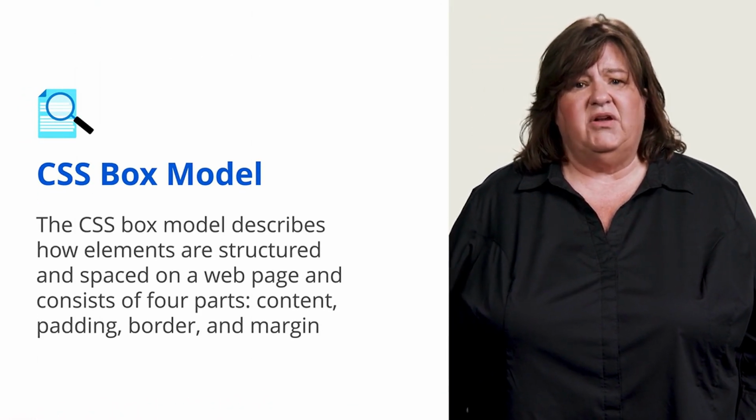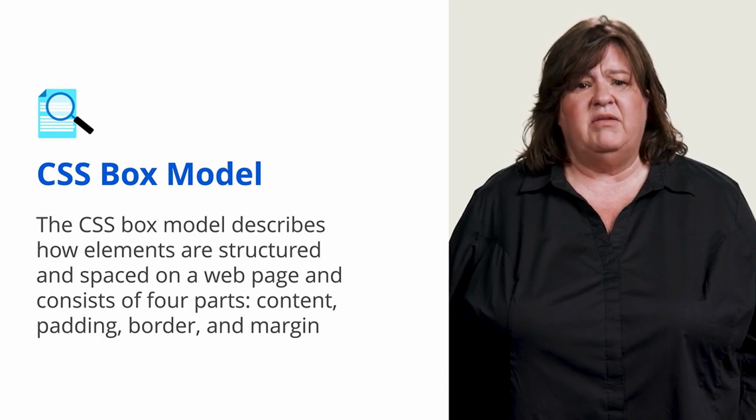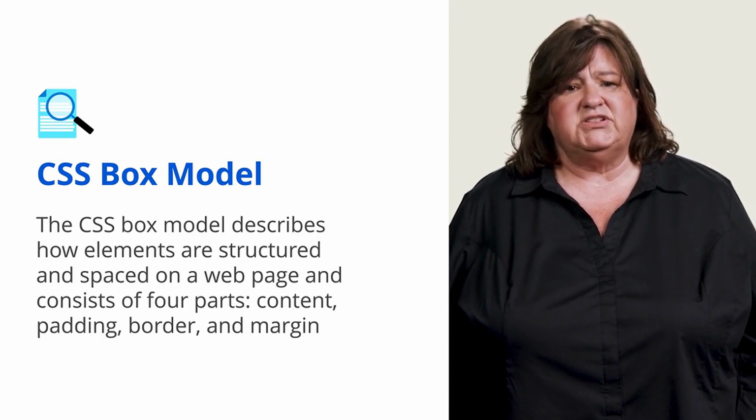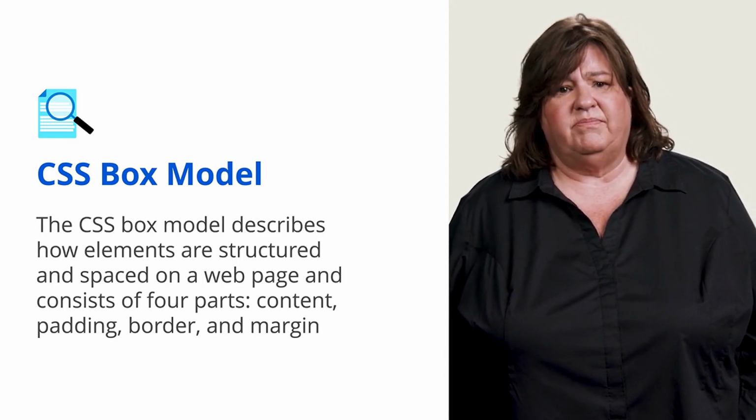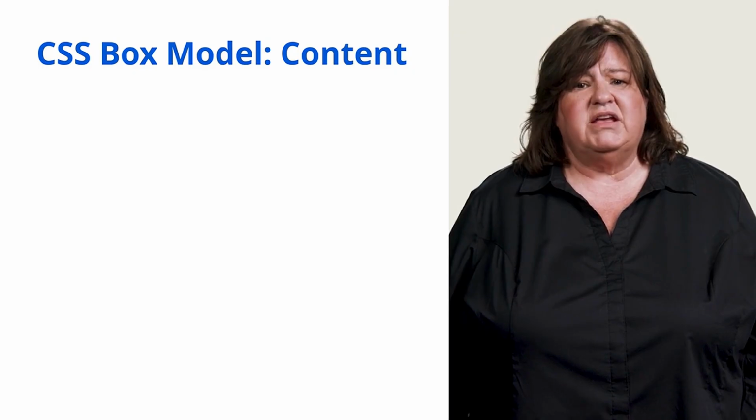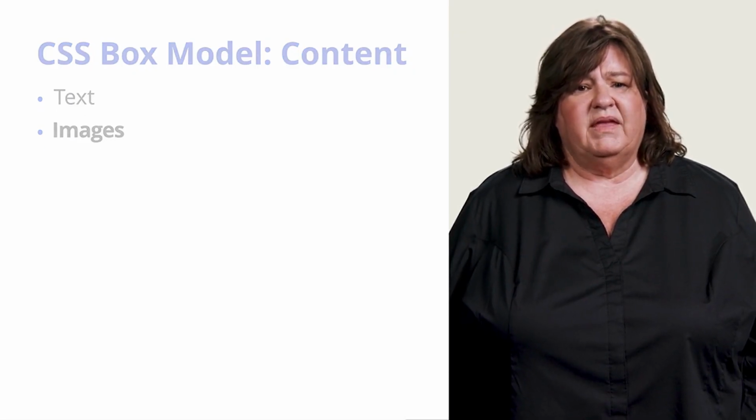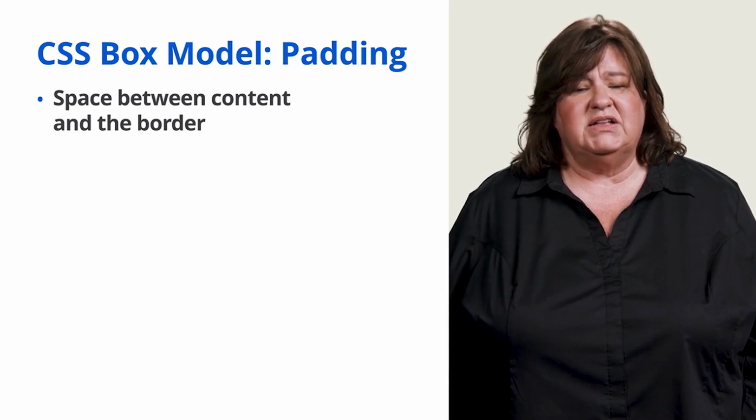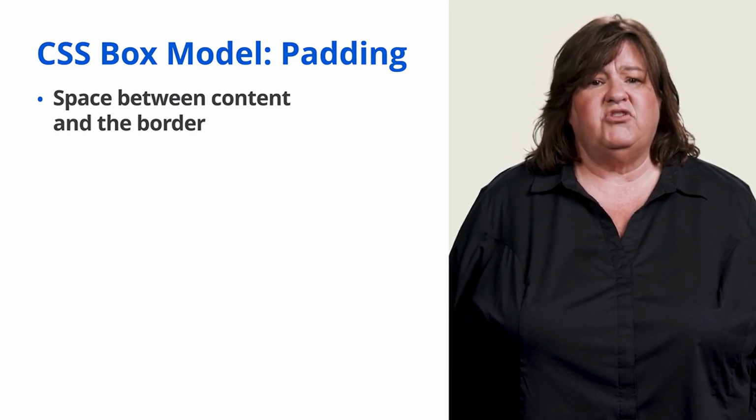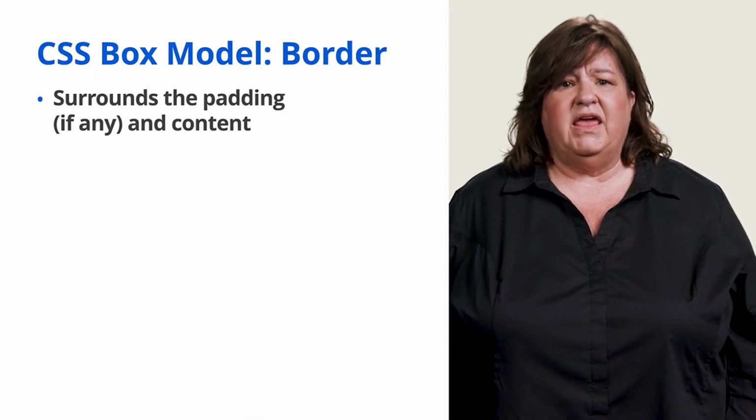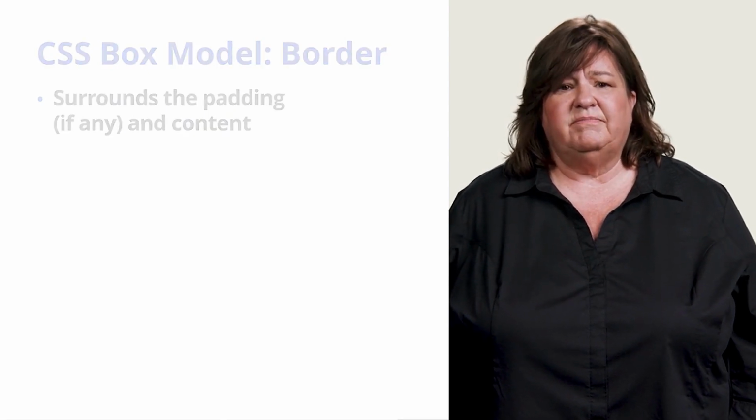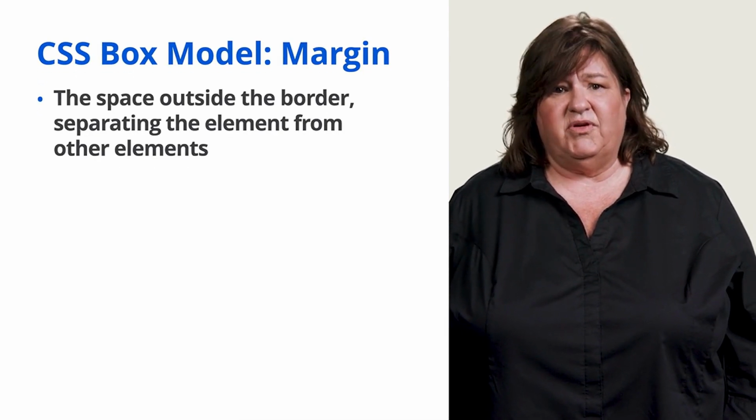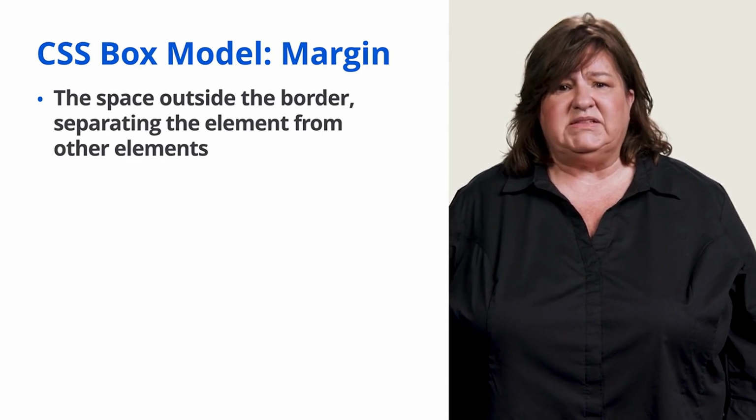The CSS box model is a fundamental concept that describes how elements are structured and spaced on a web page. It consists of 4 parts: content, padding, border, and margin. The content area is where the text and images appear. Padding is the space between the content and the border. It creates an internal buffer around the content. The border surrounds the padding, if any, and content. It can be styled with different colors, widths, and styles. Margin is the space outside the border, separating the element from the other elements.